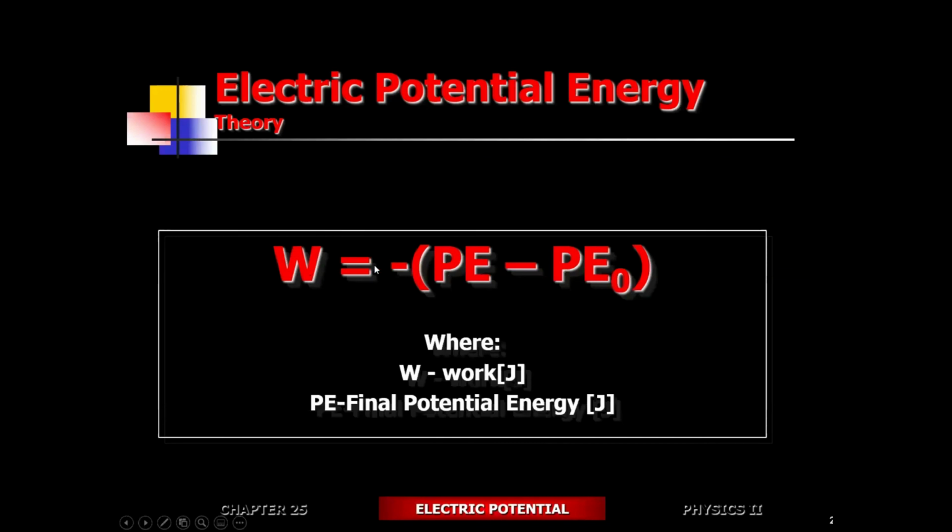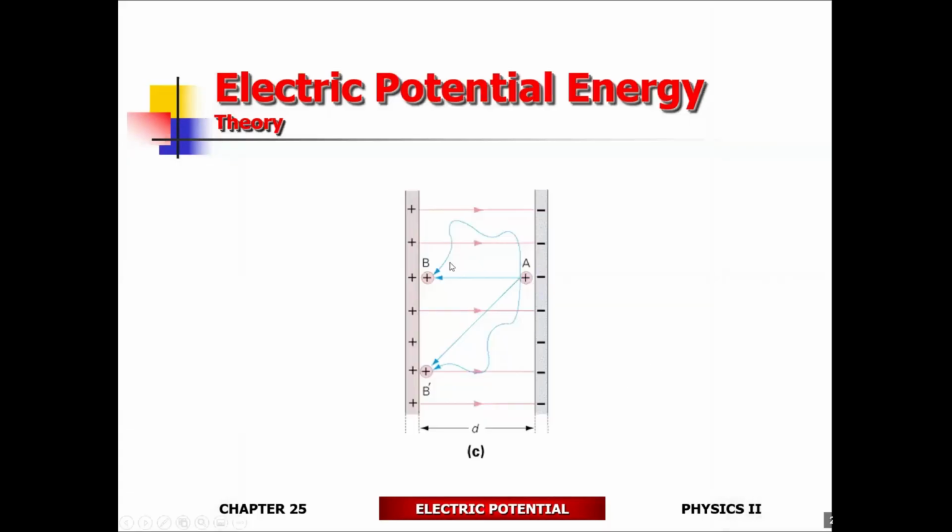So when there's a conservative force acting, the potential energy is going to decrease. So the charges will move from a high potential energy region towards a low potential energy region. When I let this charge go, what happens? This is high potential energy, right? So it's going to move from the high potential energy region towards the low potential energy region. That's what a conservative force does.